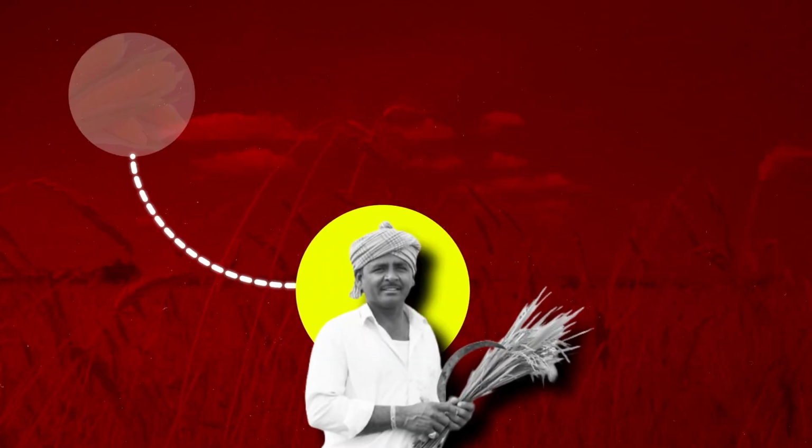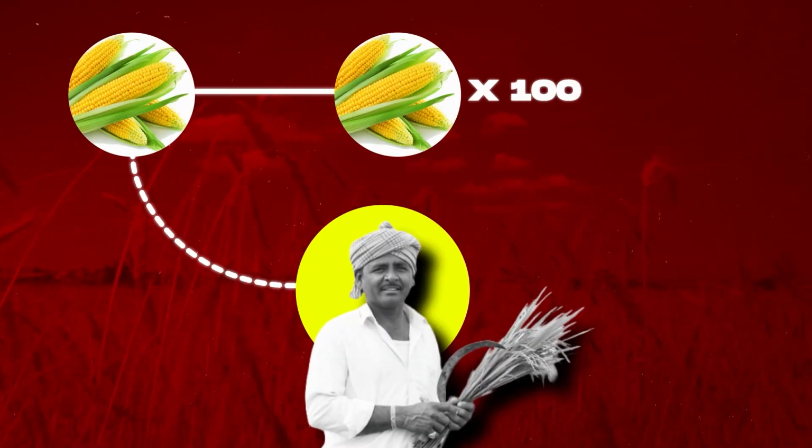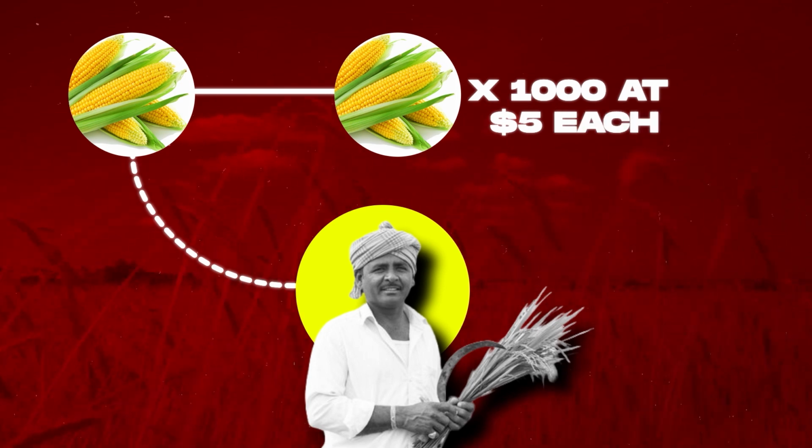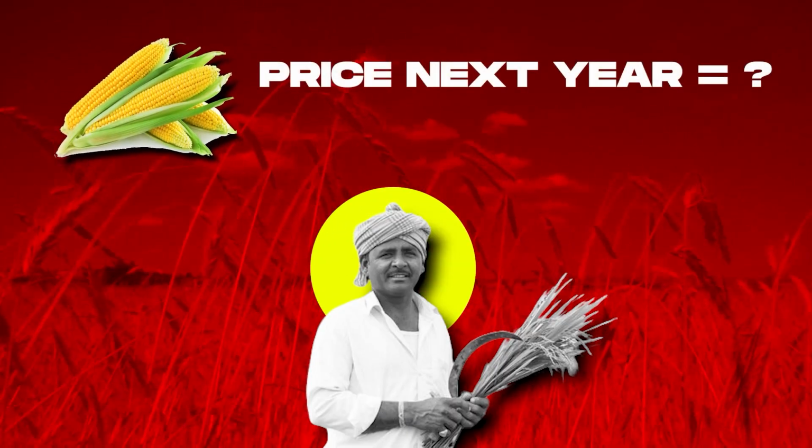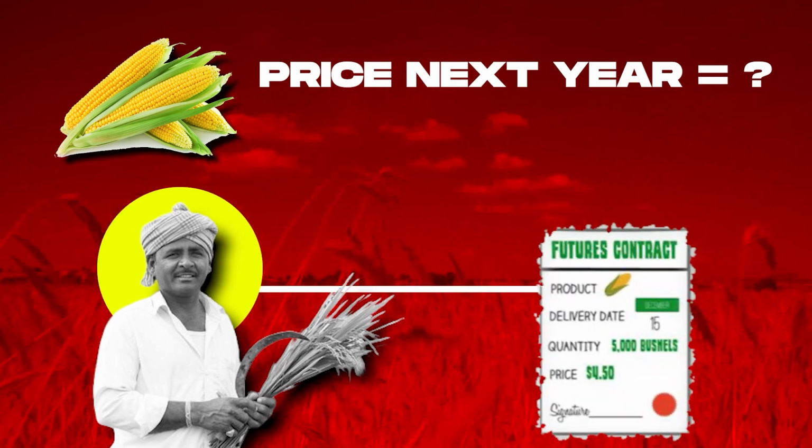Imagine you're a farmer that sells corn. You need to sell 1,000 bushels of corn at $5 each in next year's harvest to feed your family. Yes, I realize that's not enough to feed a family, but this is just a simple example, so bear with me. The farmer doesn't know what the price of corn will be next year, but he can use a derivative contract called a future or forward contract.